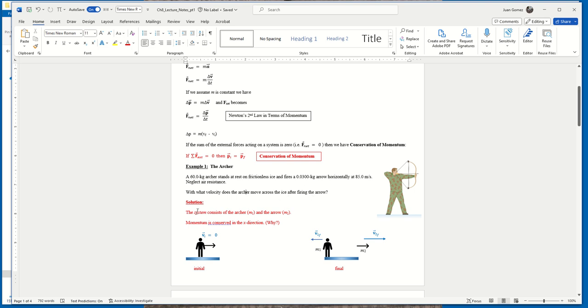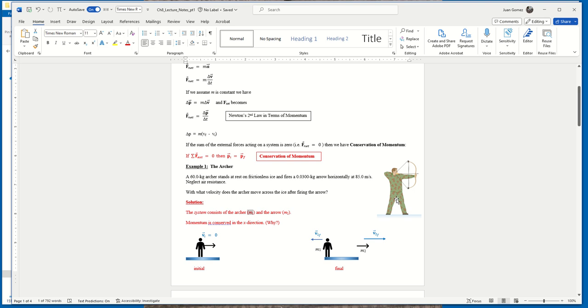Step 1 in our solution: the system is simply the two masses involved. The archer we'll call M1, and the arrow we'll call M2. We'll assume that the bow is part of the archer, because he never releases the bow. He's holding on to the bow before the arrow is fired, and he's still holding on to it after the arrow is fired.